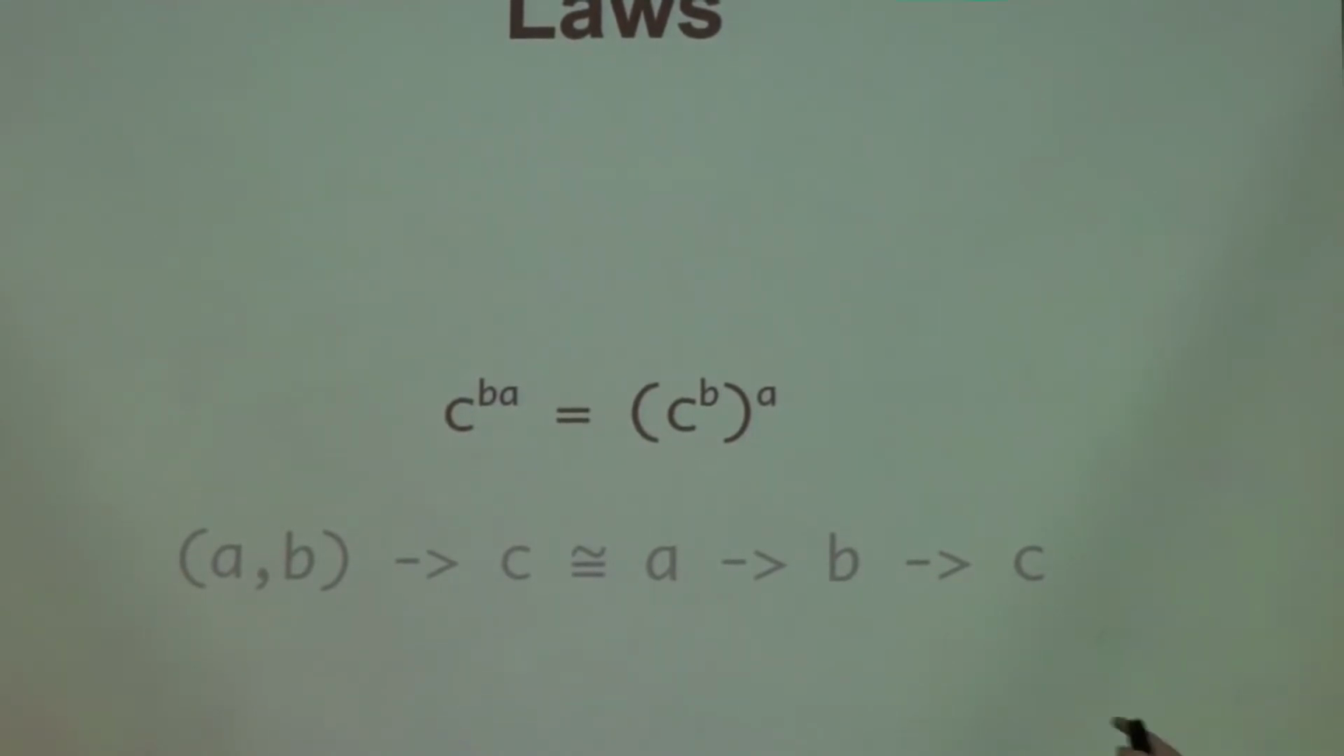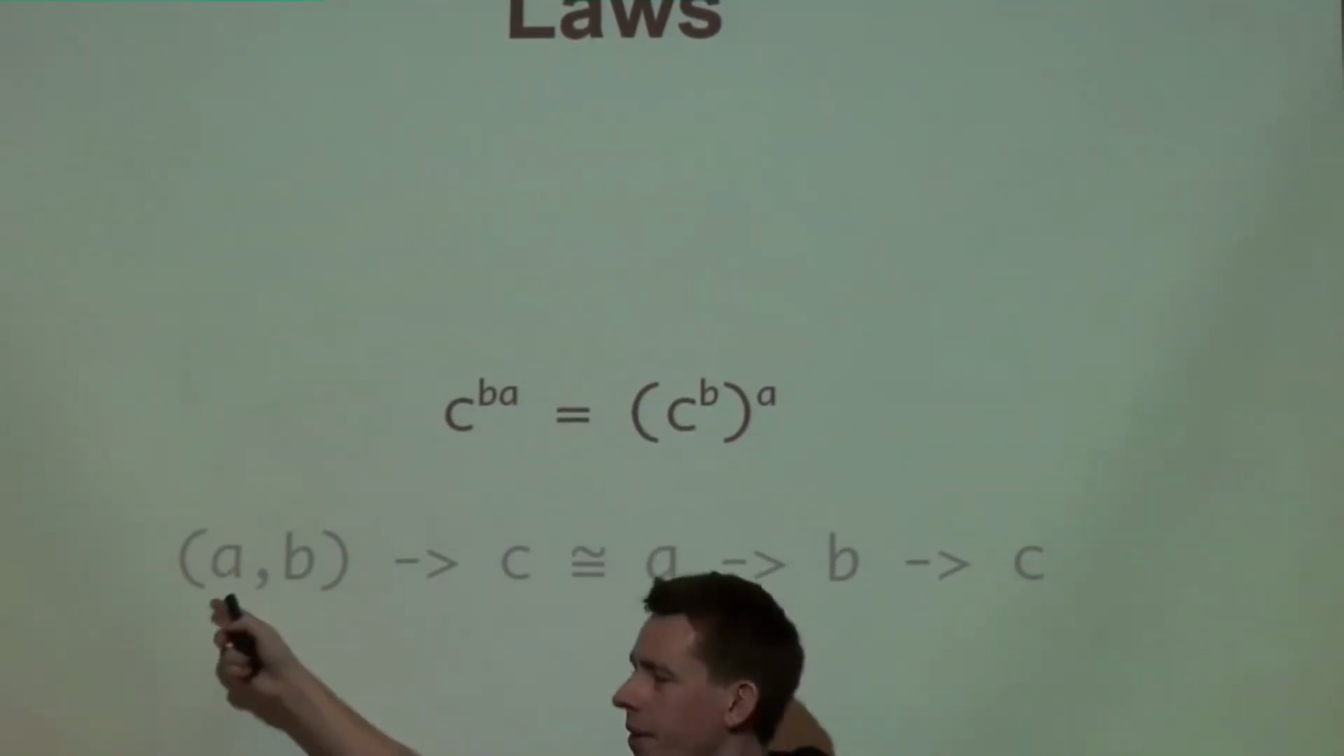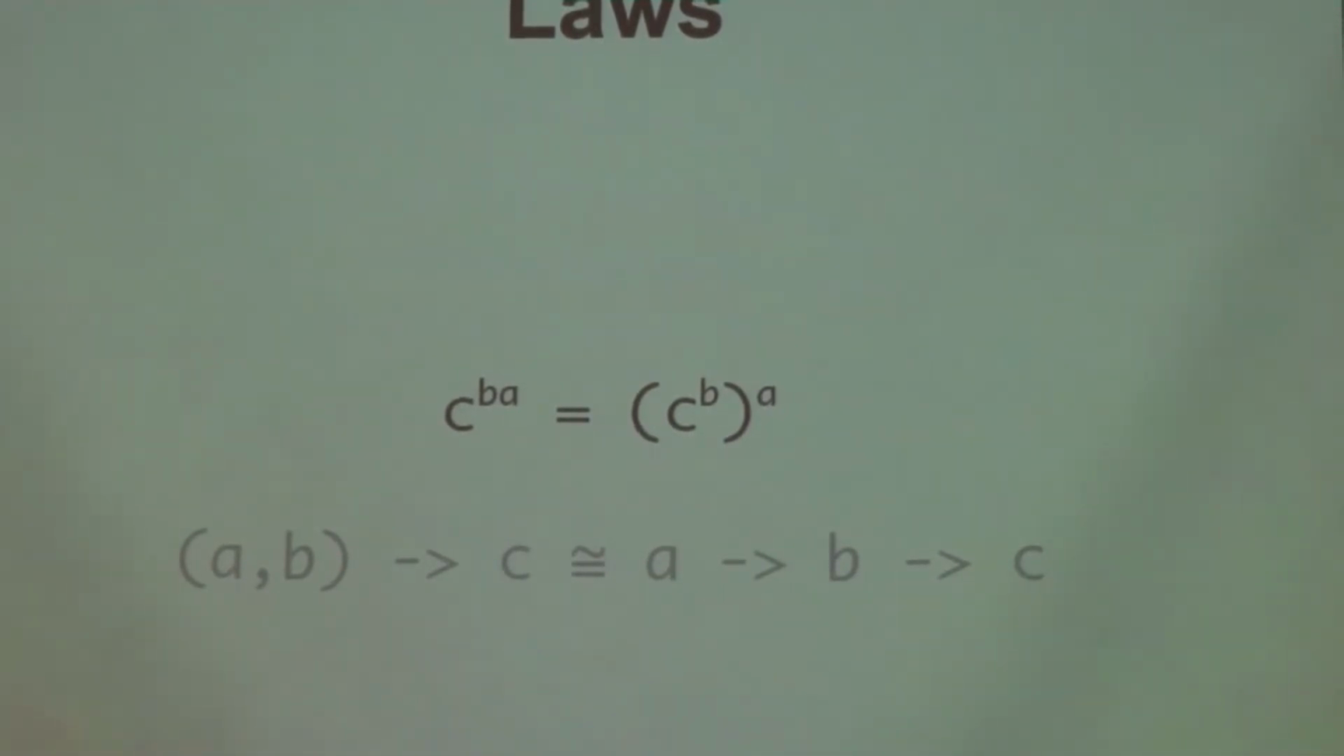Okay, so this is the curried version of the function, where it consumes the parameters one at a time. This is the uncurried version of the function, where you have to pass in a pair of both of the inputs. All of these algebraic laws have type-level equivalence.